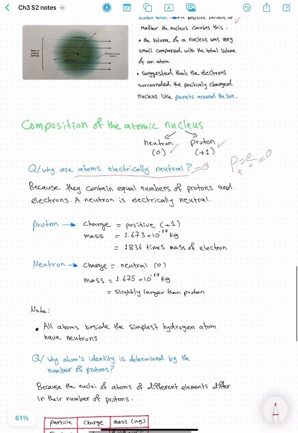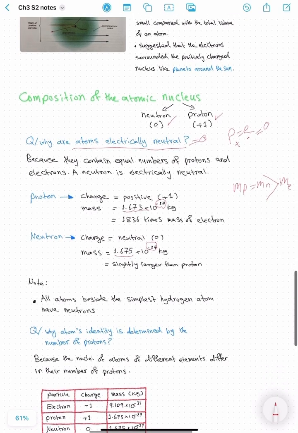If you compare the mass of a proton and an electron, we will see that they are not the same. So we have 1.673 times 10 to the power of -27 for proton, and for neutron, 1.675 times 10 to the power of -27. So they're slightly the same thing. We can just say that the mass of proton is equal to the mass of neutron. But they are much more than the mass of the electron. So the mass of the electron is the smallest out of all of them.